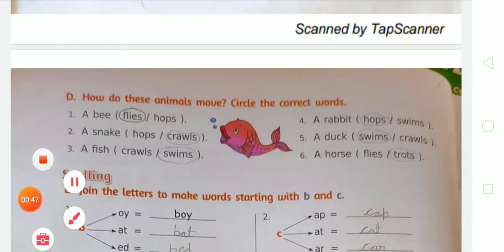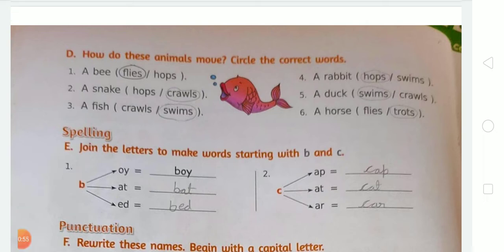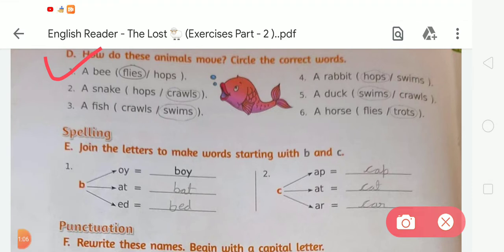So what will we do in exercise D? Dear students, in exercise D the question is: how do these animals move? Circle the correct words. In this exercise we have to circle the correct movement of animals. So let's start. The first animal is a bee. Tell me, what is the movement of a bee? There are two options: first is flies and second is hops. The movement of a bee is flies, so we have to circle the word flies.